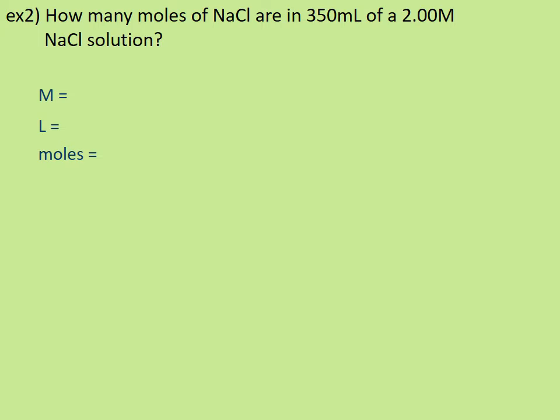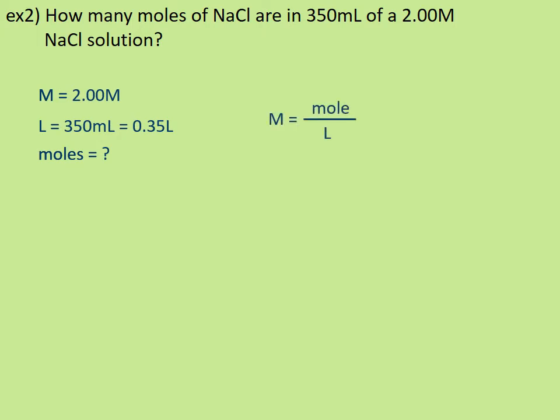Example 2, how many moles of NaCl are in 350 milliliters of a 2.00 molar NaCl solution? So molarity equals 2.00 molar. Liters, 350 milliliters, which will have to be converted to liters. 350 milliliters equals 0.35 liters. And I'm asked to find how many moles. Again, molarity equals moles over liters.